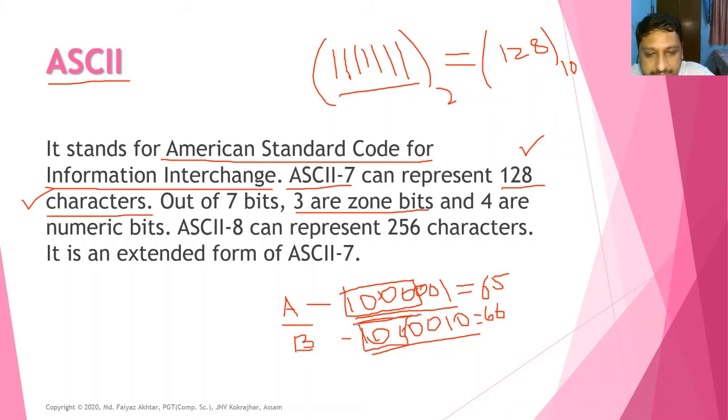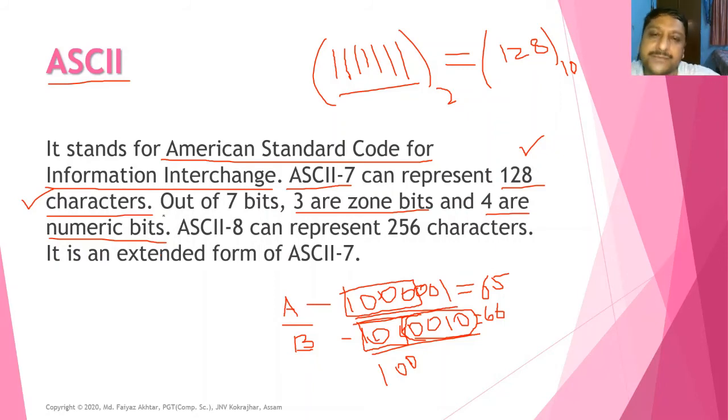This is 100. The first 3 bits, 100 here, are known as the zone bits, and the other 4 are known as numeric bits. The other 4, meaning 0, 0, 1, 0, are numeric bits. Okay, in ASCII 7, the 3 are zone bits and the 4 remaining digits are known as numeric bits.